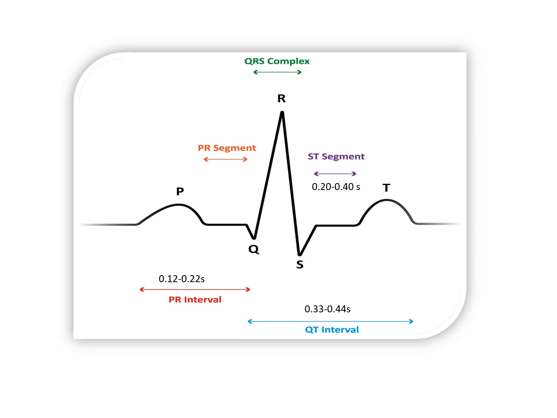ST segment is the portion of ECG between the end of the S wave and the beginning of the T wave. It represents the interval between ventricular depolarization and repolarization, and the duration is 0.20 to 0.40 seconds or 5 to 10 small boxes.